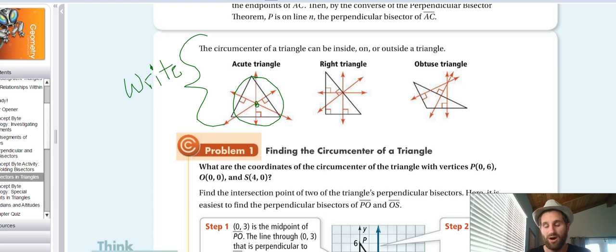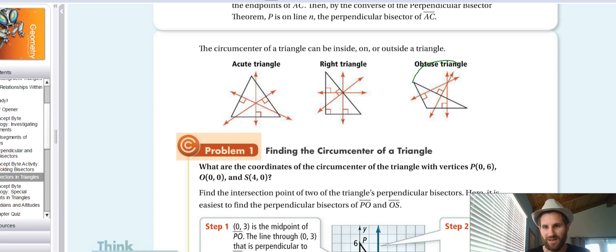It can actually be on the triangle if it's a right triangle. So something like that. And if it's an obtuse triangle, it's actually going to be outside the triangle. That's nowhere near what it's going to look like, but something probably like that. So we're going to get the center of the circle outside. Those are different ways that we can see it and what it might look like. So I thought that was kind of interesting.